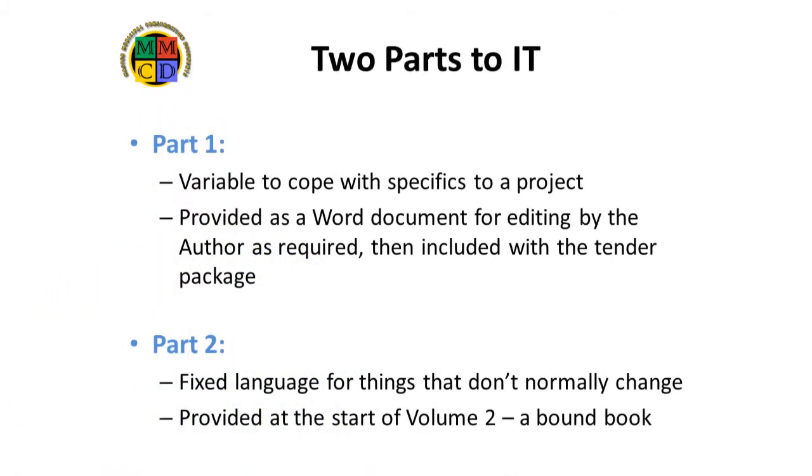As mentioned, the instructions to tenderers is the primary document containing the terms of Contract A. Under the MMCD, the instructions to tenderers are located in two places. Part 1. The part that has to change with every project is provided in editable form and is called Part 1. The tender author takes this template and modifies it as required for things like the date, time, and location of tender closing, the lists of documents and drawings forming Contract B, and alterations to Part 2.